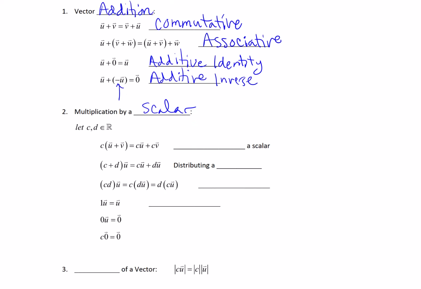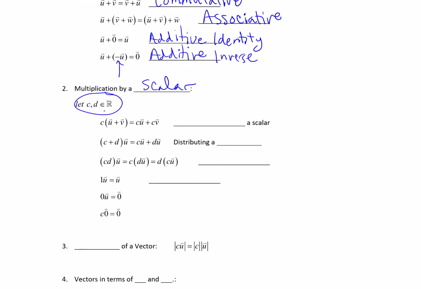So to do this, let c and d be real numbers. We're going to use those letters as our scalars here. The following properties are true. If we have scalar c, real number c, times, in parentheses, vector u plus vector v, then it turns out that is equal to c times vector u plus c times vector v.